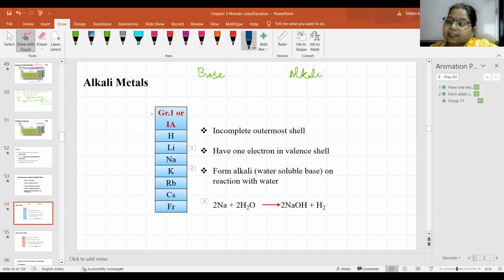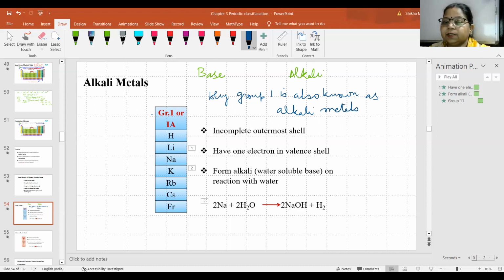And what about the valence shell having 2 electrons? Then what will I call them? Alkaline earth metals. No, I am not interested in knowing that. My concern is I want to understand why group 1 is also known as alkali metals. So my question is, what is the meaning of alkali? Why have the scientists given it the name alkali?